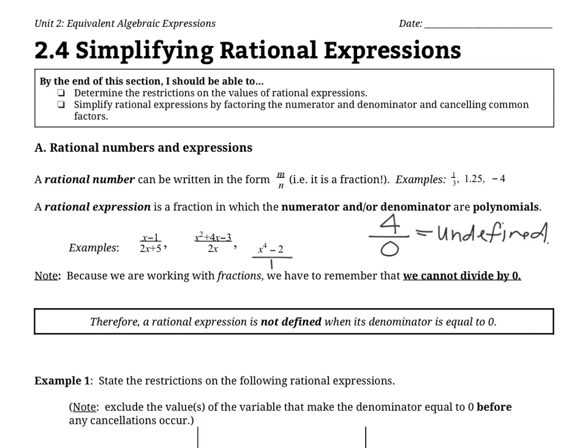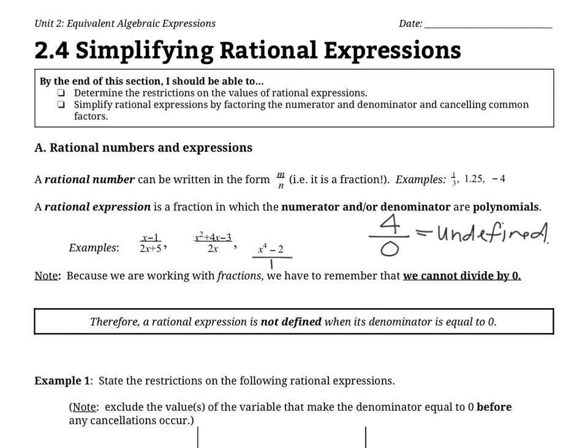That means for every rational function, we need to look at the denominator and ask ourselves, what is x not allowed to be? To figure that out, we would say, well, what would the value of x be to make the denominator equal to 0? And then we know, okay, x is not allowed to be that. So taking a look at this example, if x was 0, then 2 times 0 is 0, and we'd be dividing by 0. So this means that x is not allowed to be equal to 0 in this example.